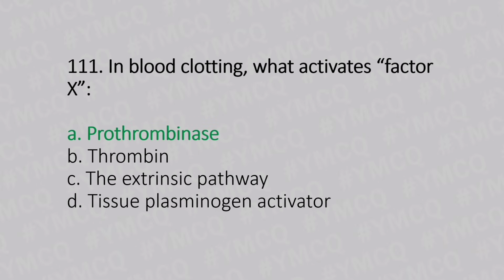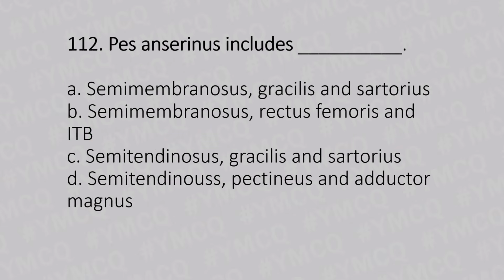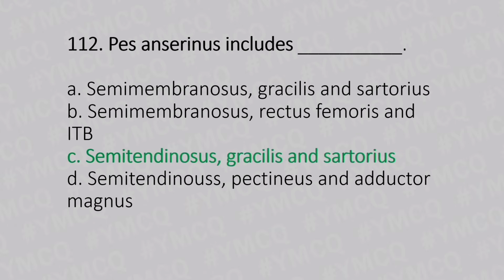Now let's move to our question number 112. Pes anserinus includes dash. Option A, semimembranosus, gracilis and sartorius. Option B, semimembranosus, rectus femoris and ITB. Option C, semitendinosus, gracilis and sartorius. Option D, semitendinosus, pectineus and adductor magnus, and the answer is option C, semitendinosus, gracilis and sartorius.